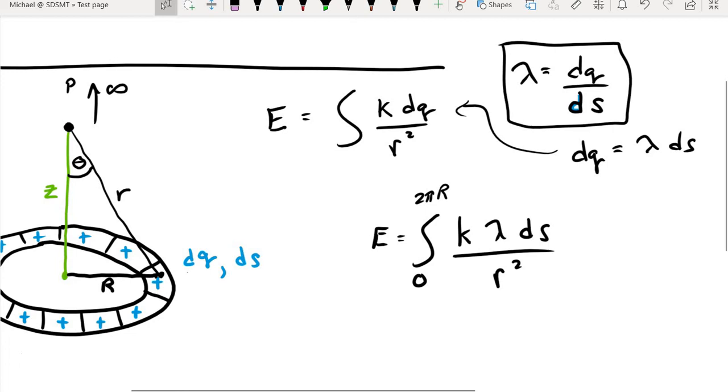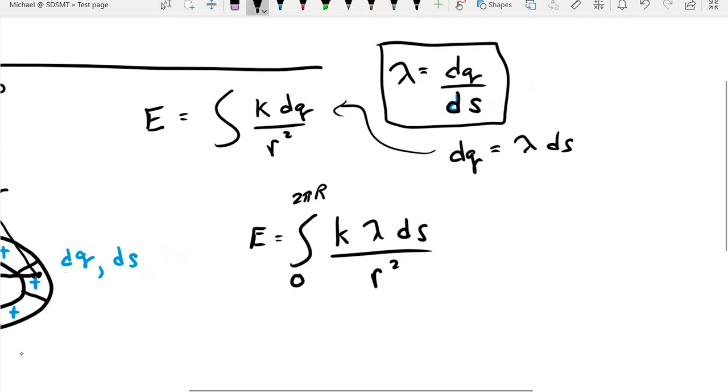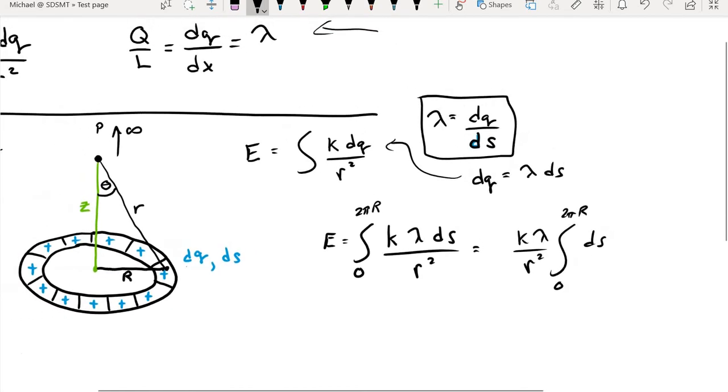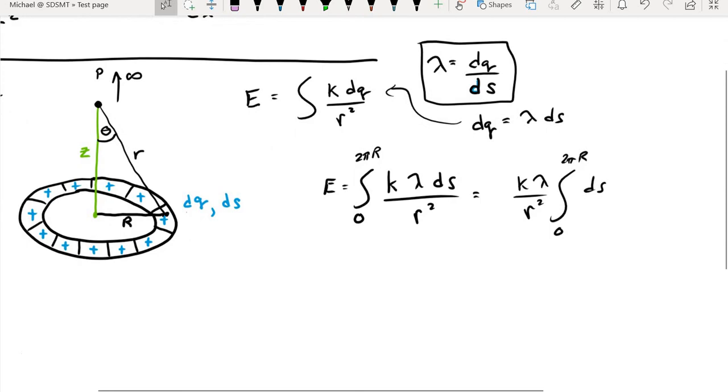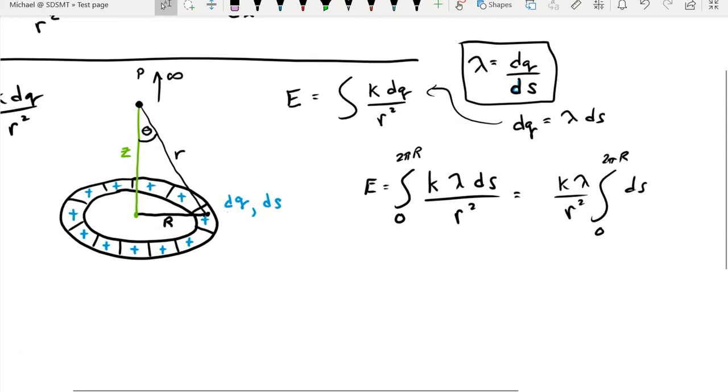And if I were to integrate this, the values of k, lambda, and little r would all come out to the front, and I would integrate with respect to my limits, and we'd be all done. And we're like, wow, that's really quick. That is so much faster than what we had with the line of charge. And I agree, but there's one thing that we still need to incorporate into this discussion.